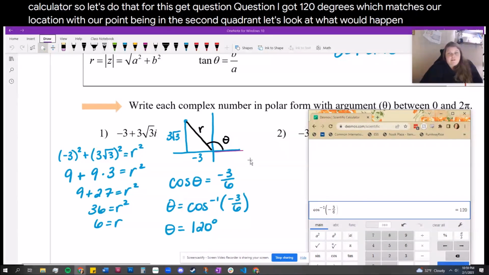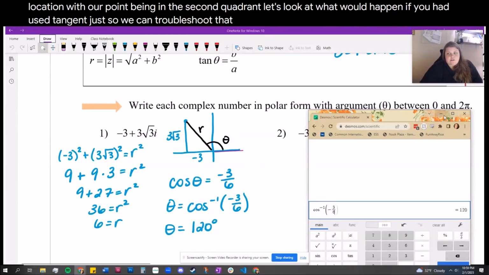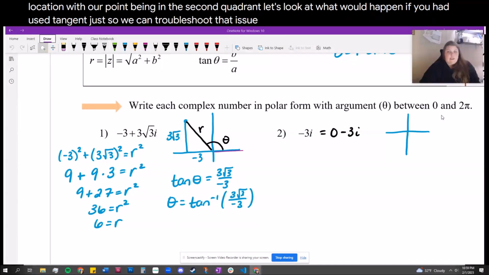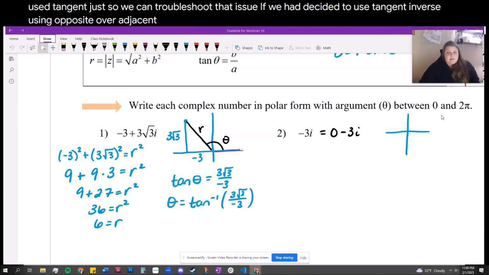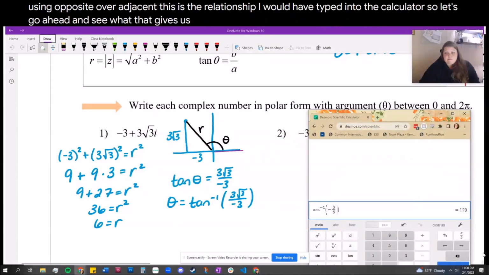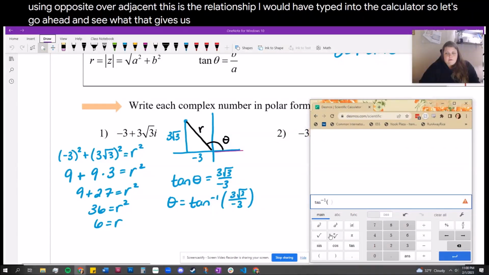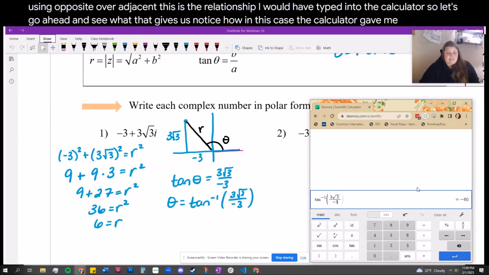Let's look at what would happen if you had used tangent, just so we can troubleshoot that issue. If we had decided to use tangent inverse using opposite over adjacent, this is the relationship I would have typed into the calculator. So let's go ahead and see what that gives us. Notice how in this case the calculator gave me negative 60 degrees.